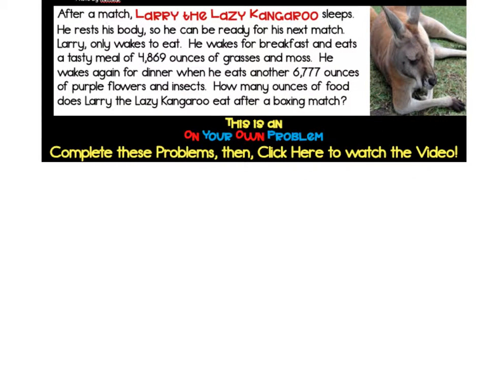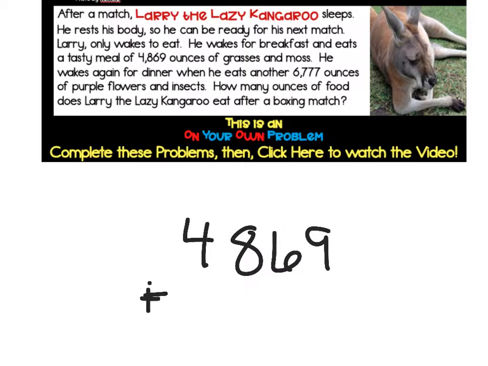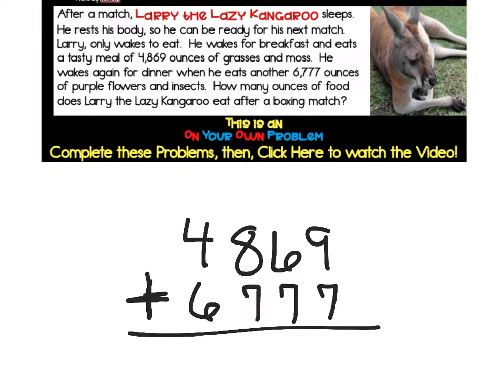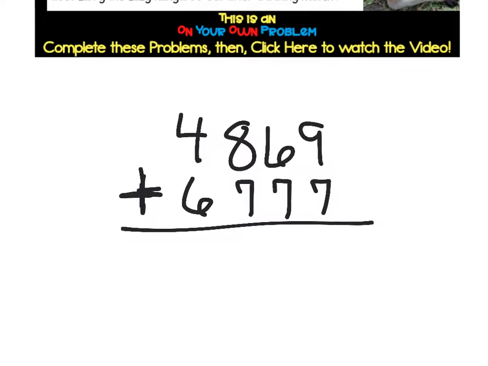So I'm going to write these numbers down. I'm going to write 4,869, and we're going to be adding. That's an adding sign, right? Okay, here we go. 6,777. Super. Okay, so now here we go.